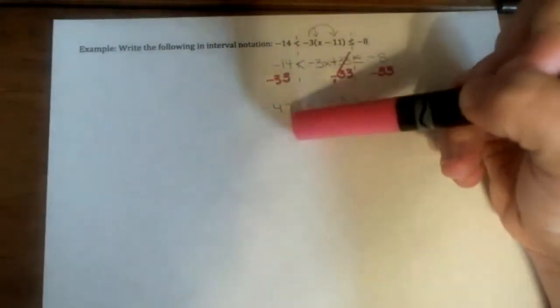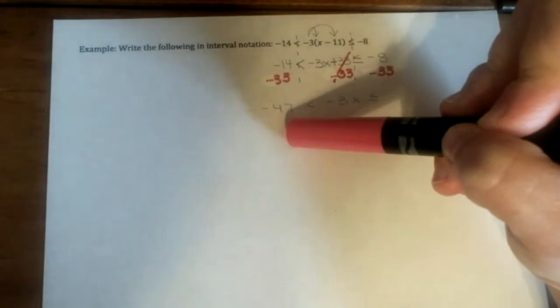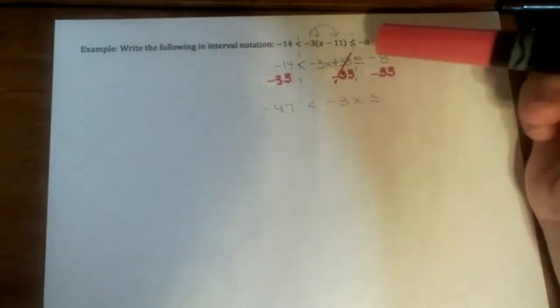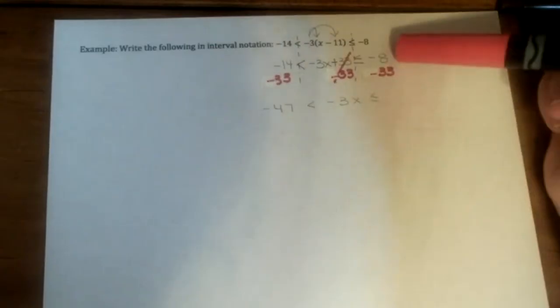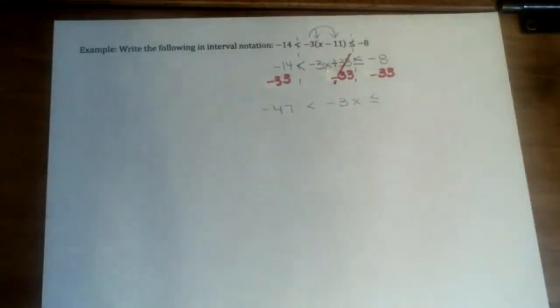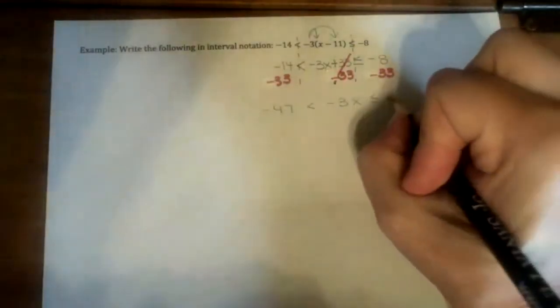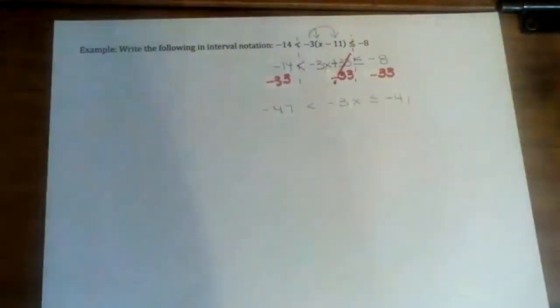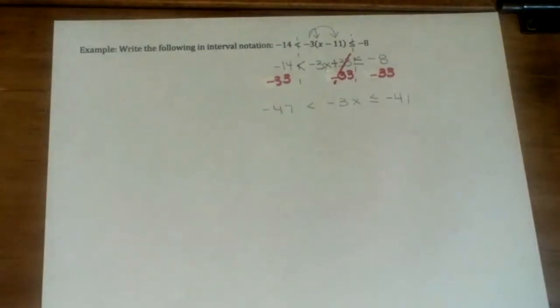So subtract 33. So now they cancel out. All right, so that's better. So negative 14 minus 33 would give us negative 47. And then our 33 is canceled. We're left with negative 3x, is less than or equal to negative 8 minus 33, which would give us negative 41. There we go. I knew something was off and I couldn't see it at first. I was just making sure you're paying attention, keeping you on your toes.